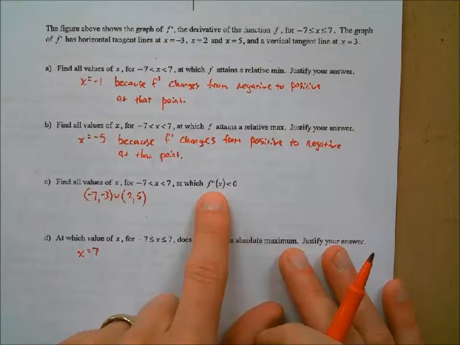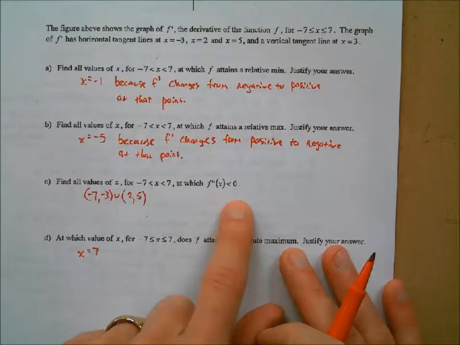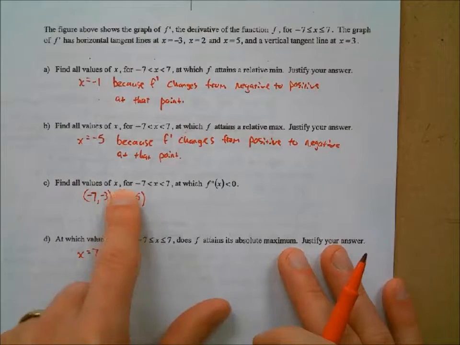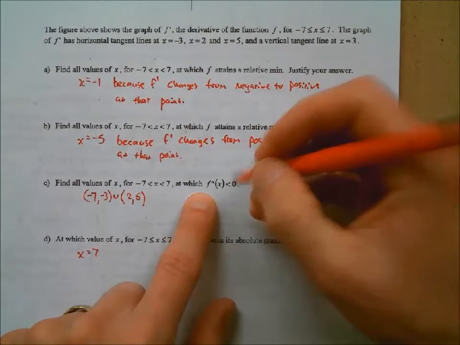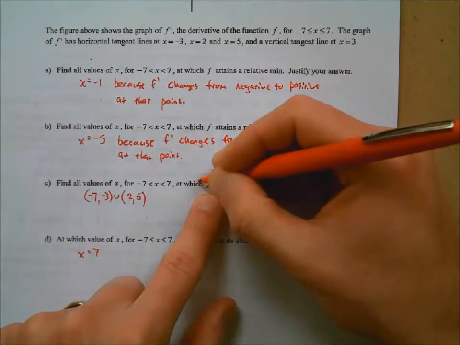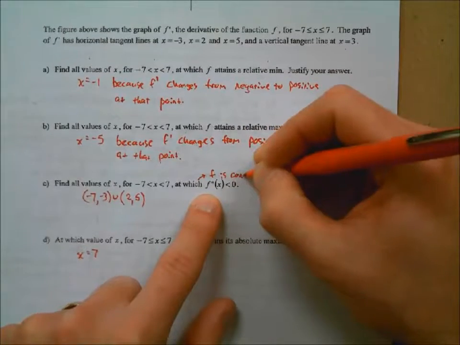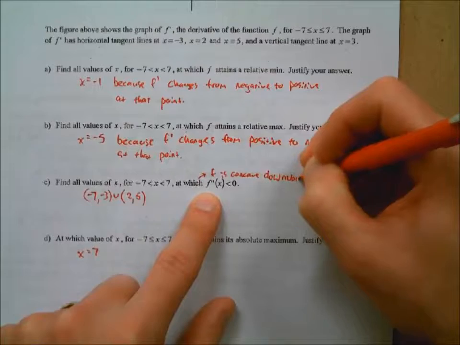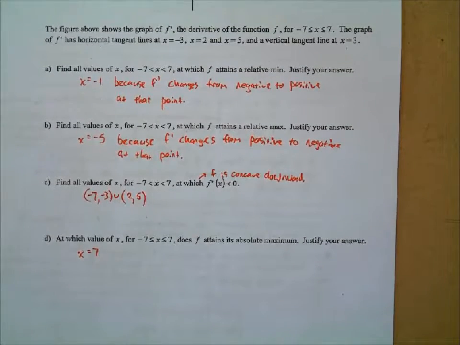When f prime prime is less than 0, what does that tell us about f? Concave downward. So in other words, we could have asked: find all values of x for -7 less than x less than 7, at which f is concave downward. Same question. In fact, that is a common kind of question that's being asked there.